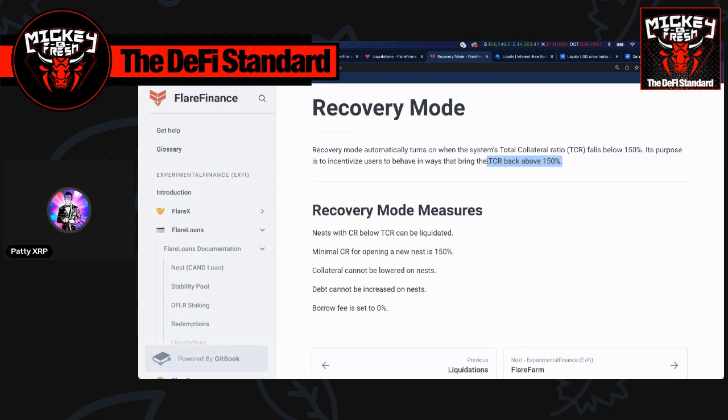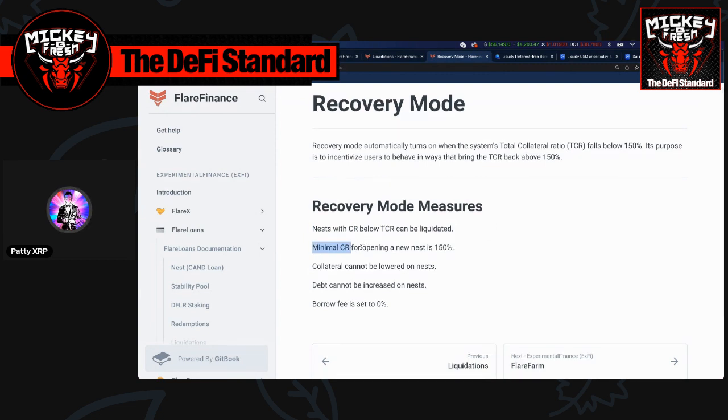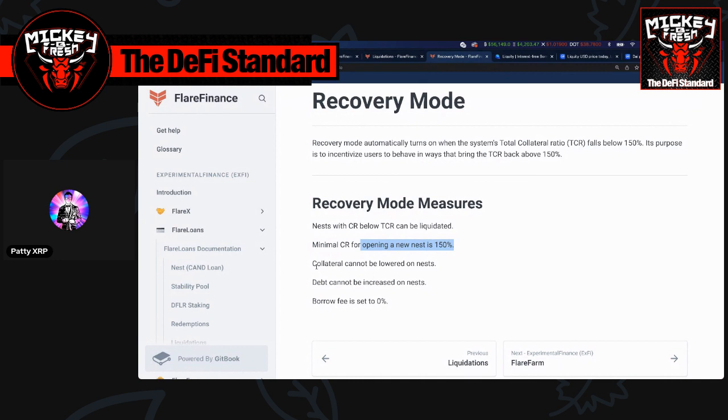So if everybody had their collateral ratio at 110%, and the price crashes 10, 15% for the collateral in a short period of time, which can happen in crypto, that could basically make the whole system go insolvent. So this is a way to protect against that as well. So recovery mode measures: nests with a collateral ratio below the TCR can be liquidated. This means if we're in recovery mode and your nest has a 145% collateral ratio, then you could actually be liquidated at this point. Additionally, the minimal collateral ratio for opening a new nest is 150%. And then collateral cannot be lowered on nests during this period until the TCR comes back above that level. And also debt cannot be increased on those nests as well.